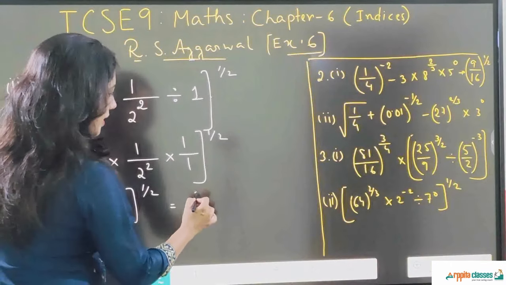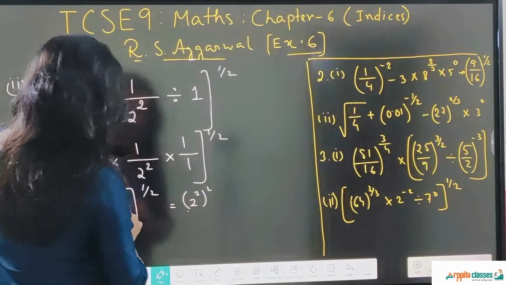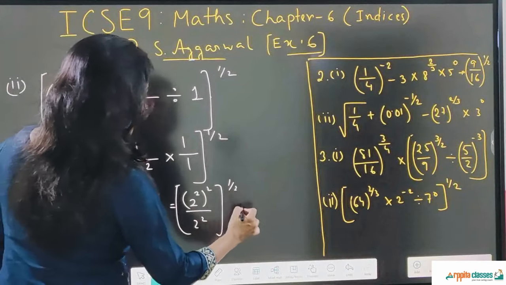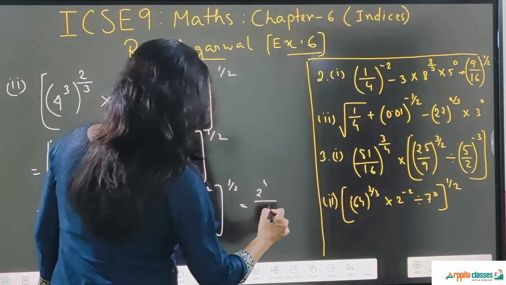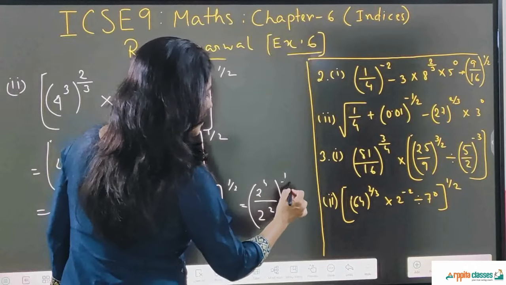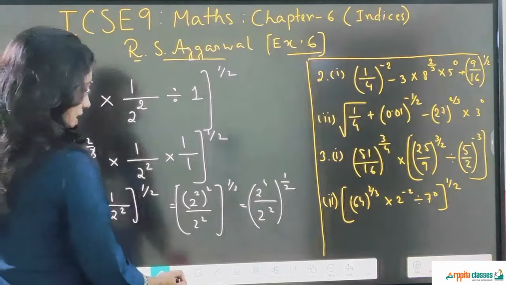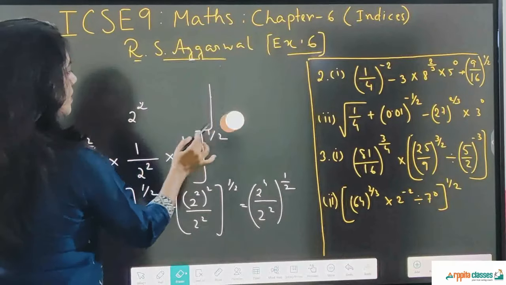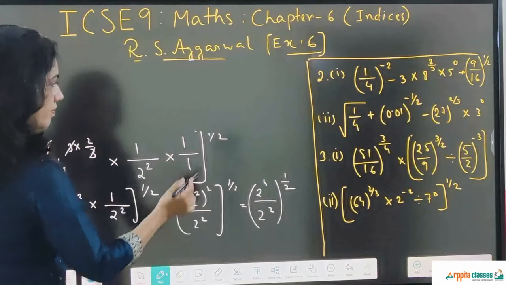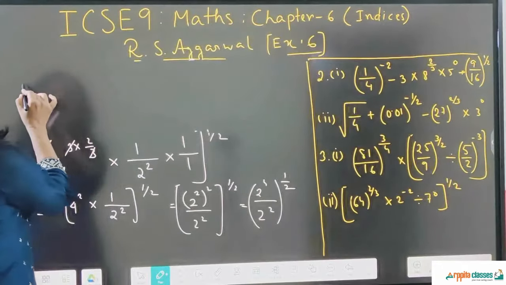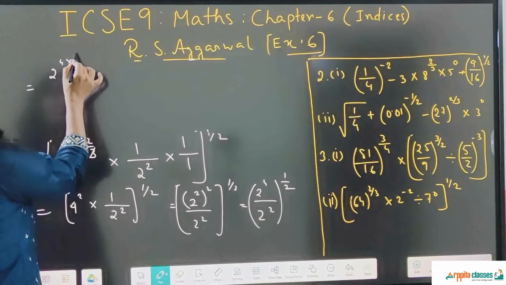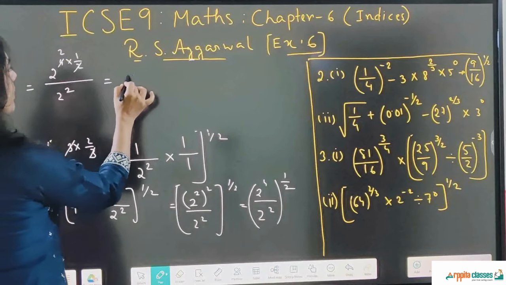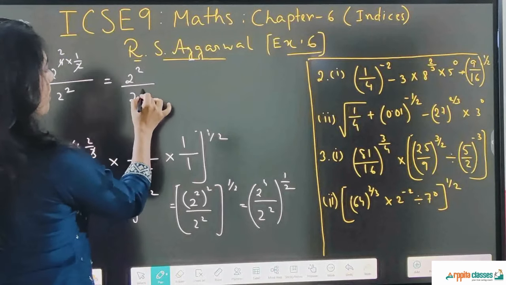4 square can be written as 2 square the square, and this is divided by 2 square actually, and this whole thing is to the power half. So this becomes 2 to the power 4 upon 2 square. This whole thing is to the power half. Okay, I'll rub this part. So here it is 2 to the power 4 into 1 by 2 divided by 2 square. This is 2, so it is coming 2 to the power square upon 2 to the power square.